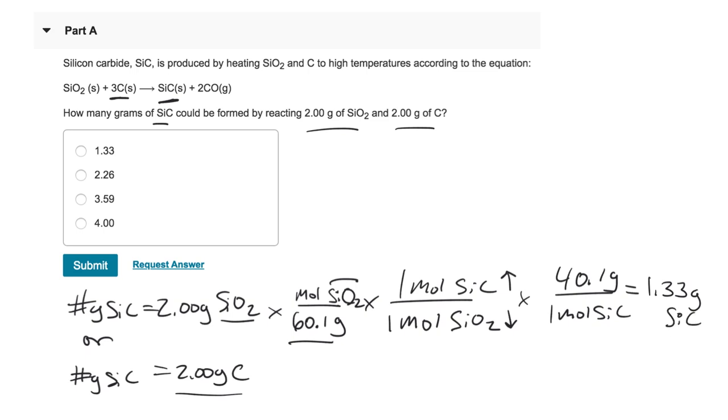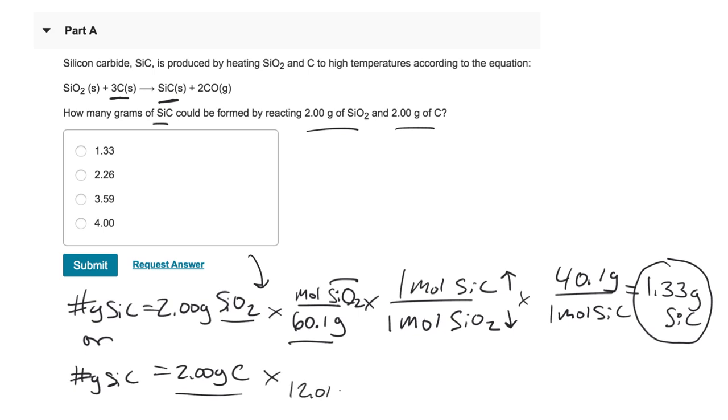Now, how much would we get if we react all the carbon? To get this much silicon carbide would mean we react all the SiO2 down to 0, with the proper amount of carbon to produce this much silicon carbide. Let's see how much silicon carbide we get if we react all the carbon.